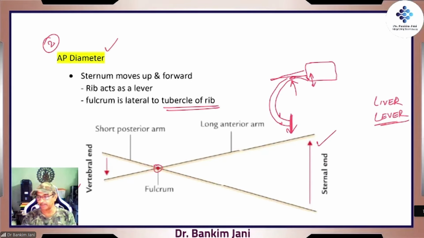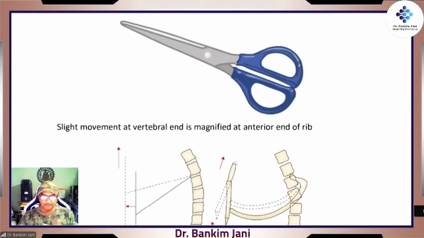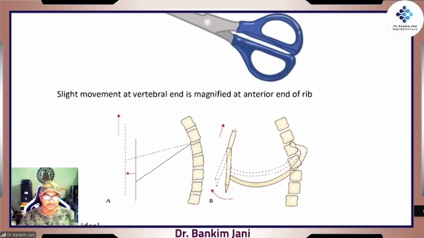Thickness in the epigastrium, because they are connected with the sternum. So when they lift the sternum, there is an increase in the epigastrium. Then it is only ribs 1 to 7 which are connected and no one else. Right? Just the explanation: a slight movement at the vertebral end is magnified at the anterior end of the ribs.